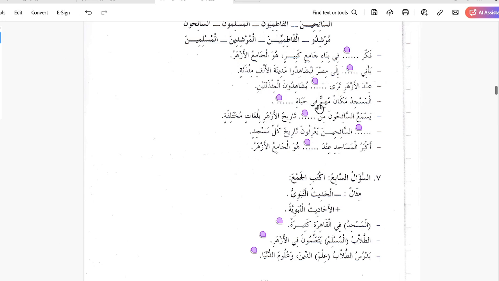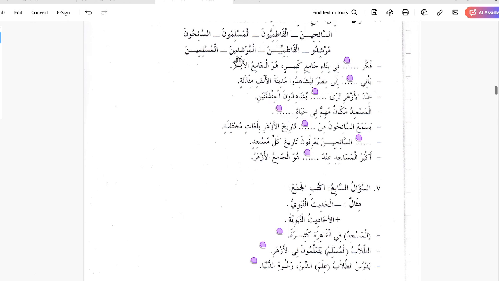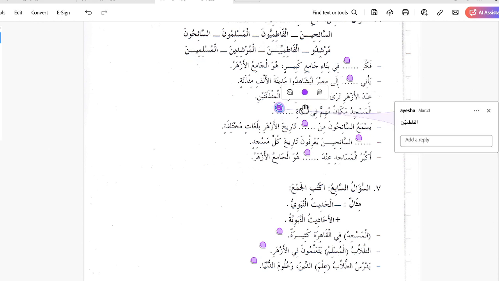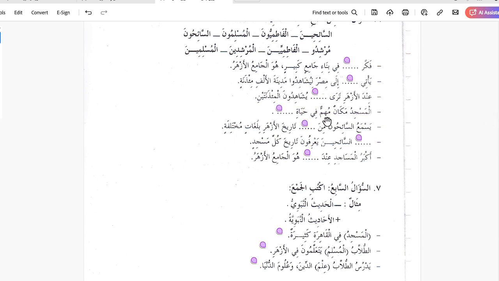Al masjidu mukanu muhimman fi hiyatil muslimina. So hiyatil muslimina is mudaf alayhi, so we can't use muslimuna here. Sorry, muslimina you can use also, but I'm using everyone once, so muslimina has come somewhere else, so I cannot use it here. I have used Fatimina. The mosque is an important place fi hiyatil Fatimiyyan, in the life of the Fatimids. The masjid was an important place, that is why they built it. So I am using Fatimina here.